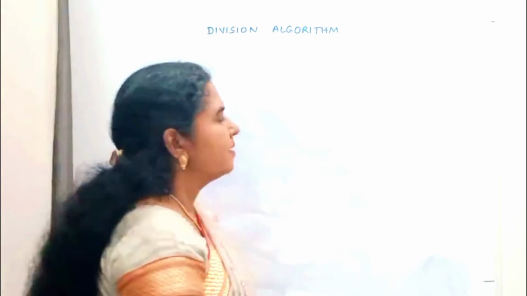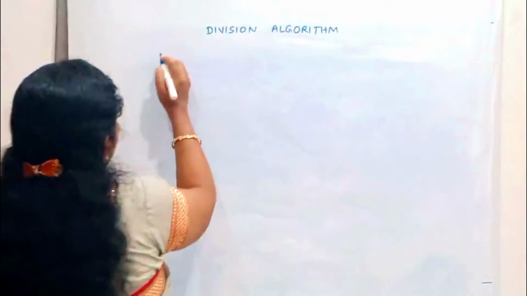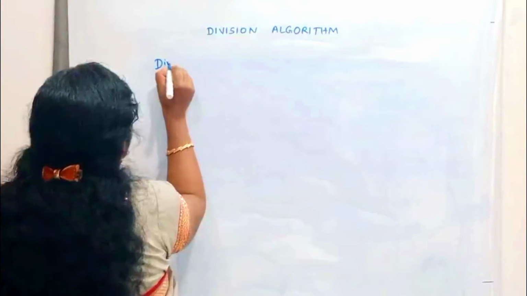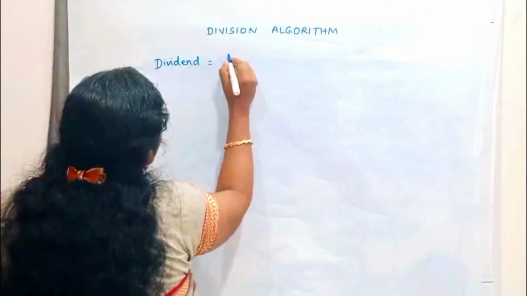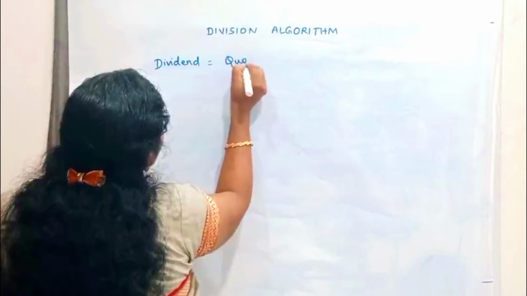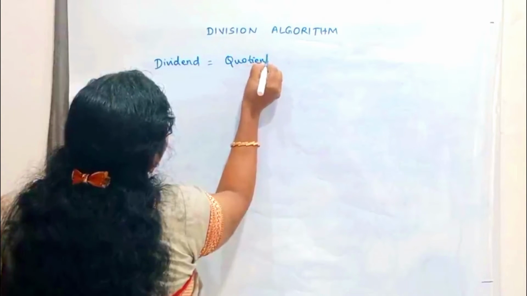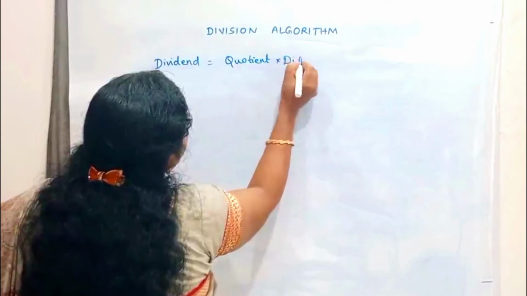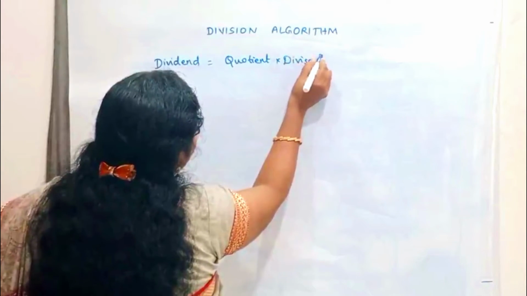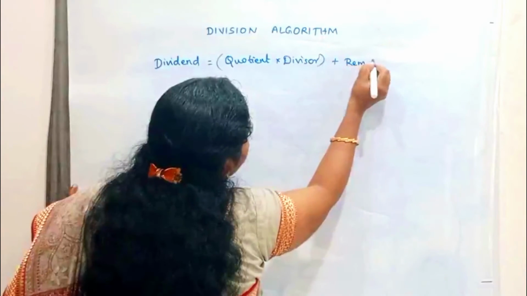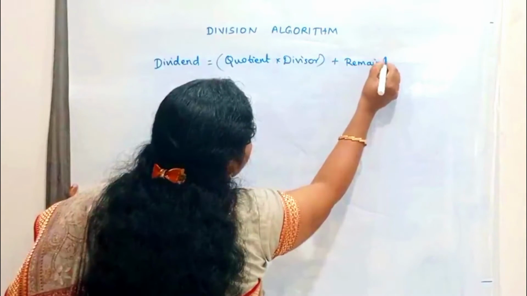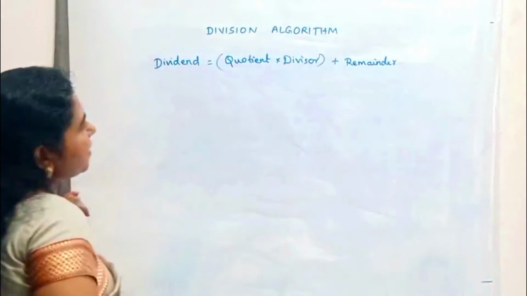Normally when we divide numbers, we might have come across this statement, that is, dividend is equal to quotient into divisor plus remainder. Already we have seen this.